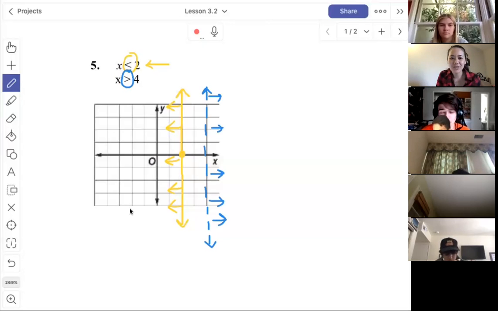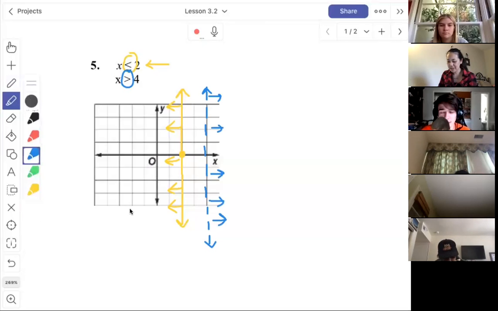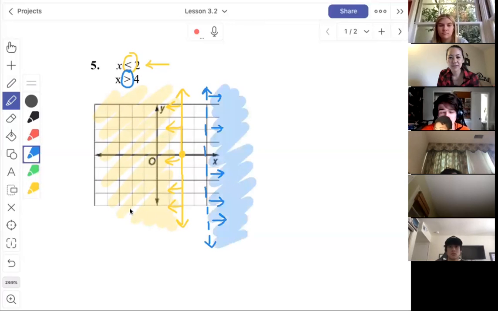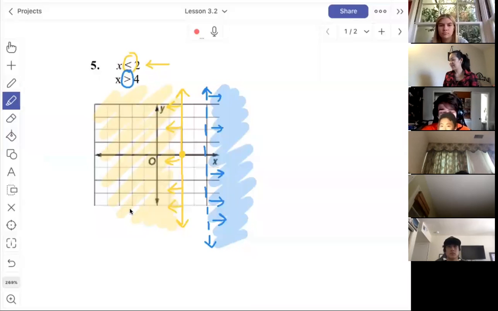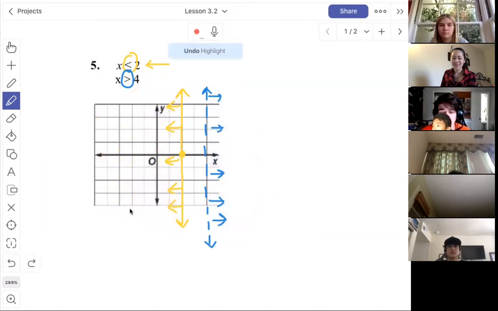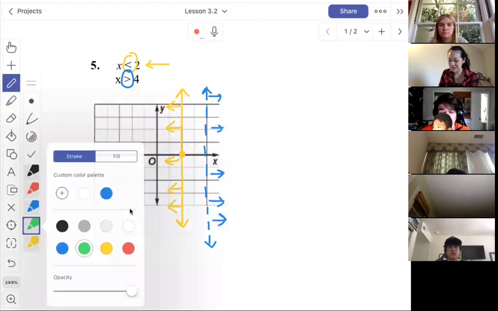Okay, so I want you guys to notice something. If I were to shade this region yellow, and then the solutions to the second one blue, where do they intersect? Anyone? Where do they intersect? Russell, what do you think? They don't intersect. Good, they don't intersect. So what does that mean? Is it no solution? Yes, good. No solution if there is no intersection.